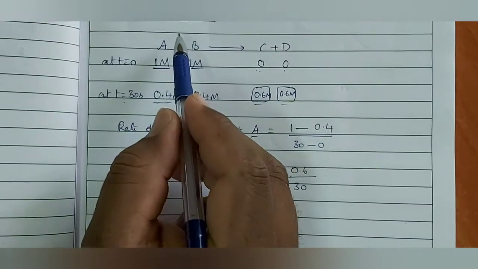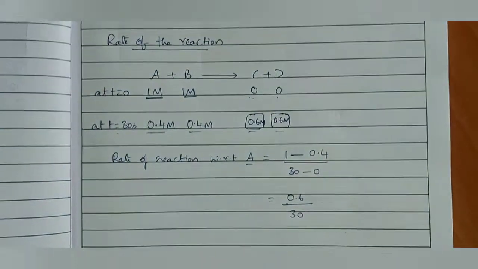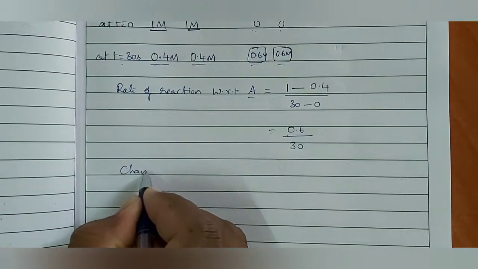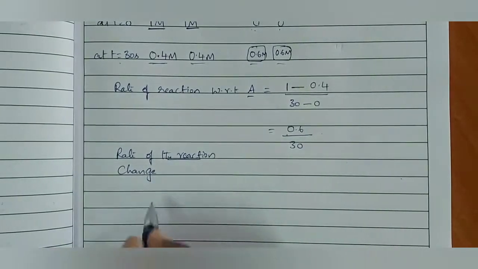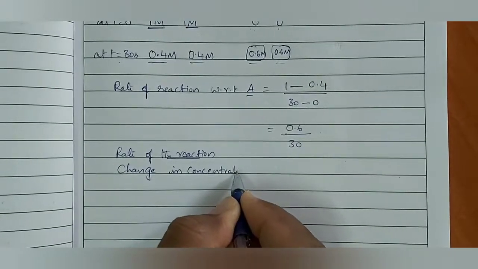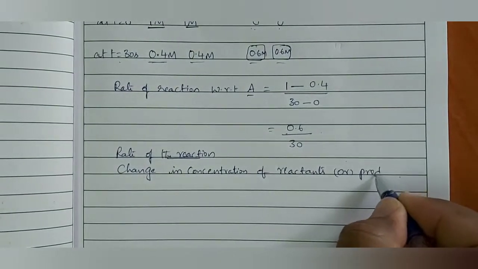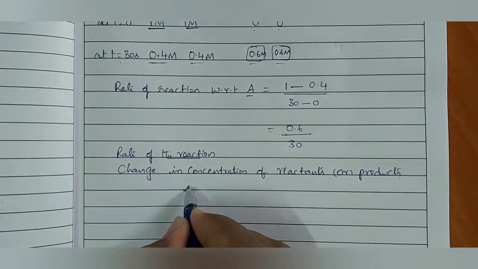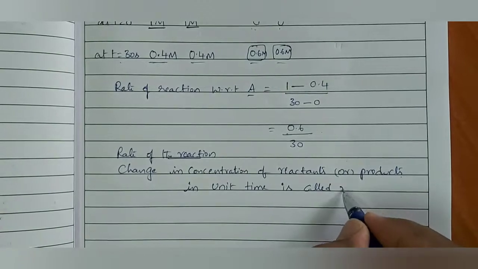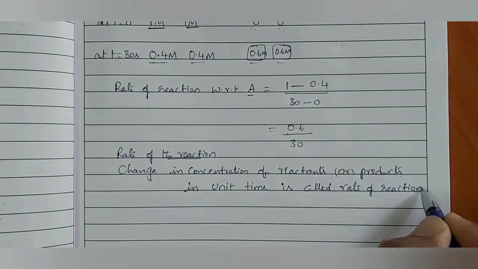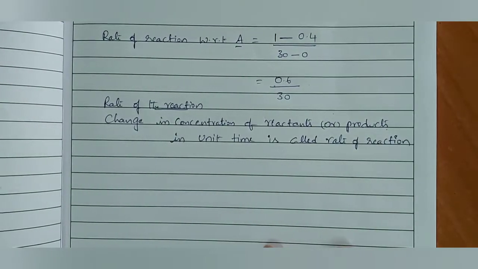Okay, so with respect to reactants or with respect to products, whatever it might be, we can explain the rate of the reaction definition as: change in concentration of reactants or products in unit time is called rate of the reaction.